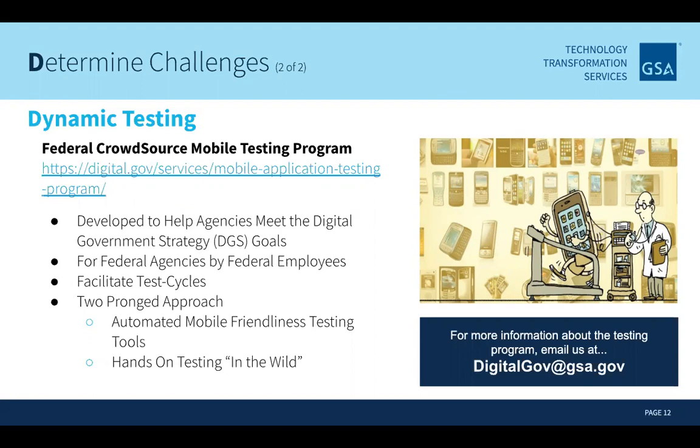The whole goal is it was developed to help agencies meet the digital government's strategy goals, because not everybody has the money and time and resources to develop and maintain a lab. So what we do is we bring federal agencies and federal employees together. We'll put out a call for federal employees. We'll facilitate a test cycle. So we'll bring these testers from the different agencies all together.